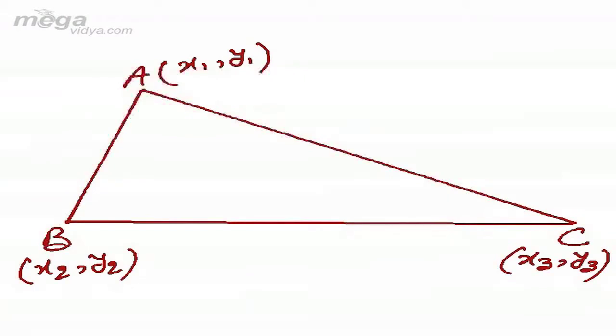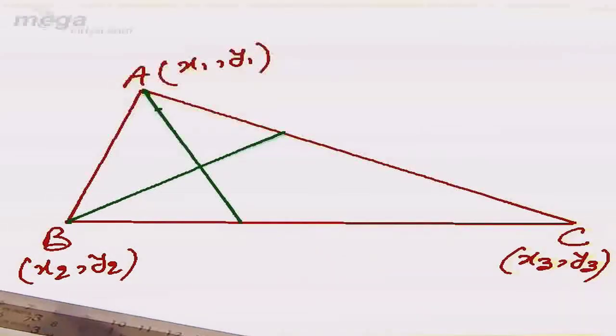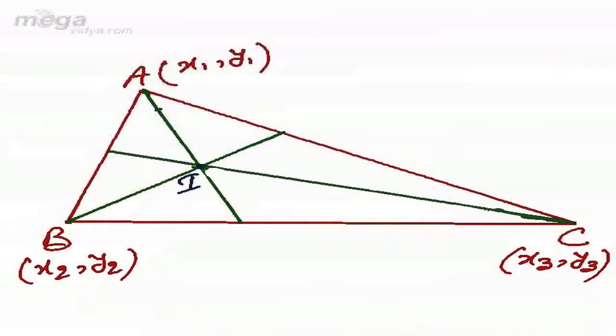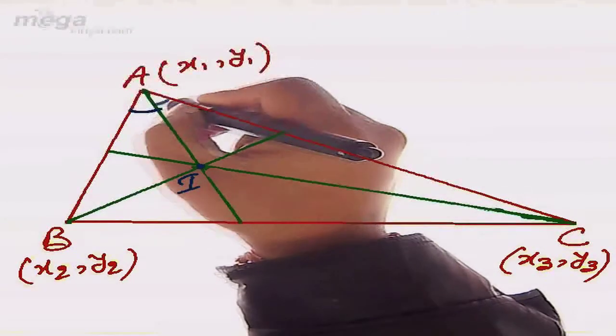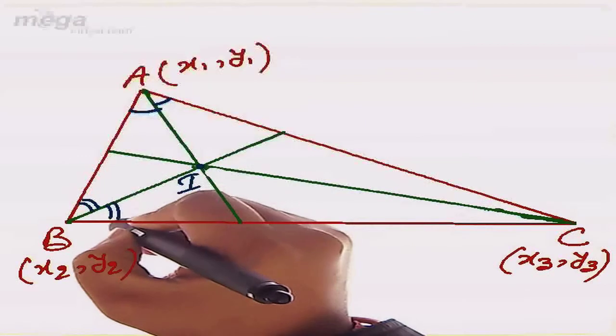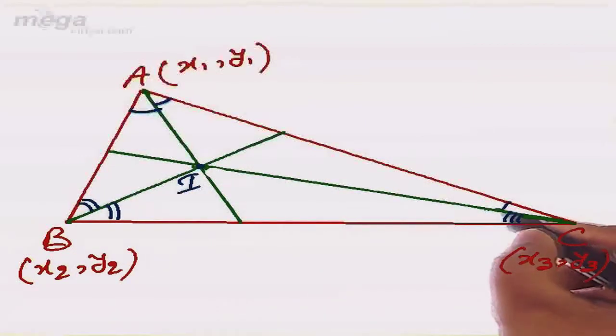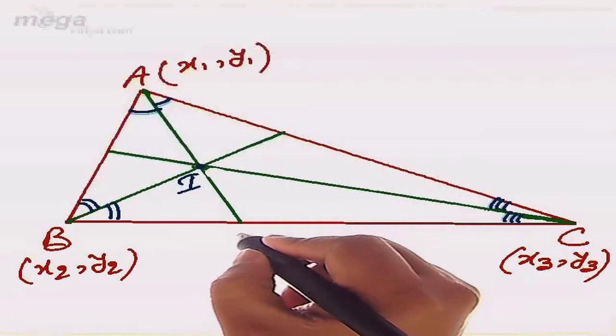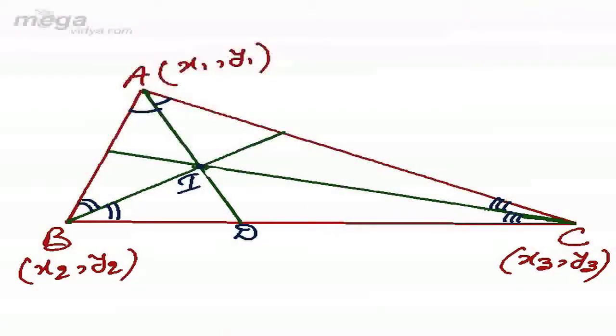Here also I am drawing the figure. This is the triangle ABC whose vertices are (x1, y1), (x2, y2) and (x3, y3). Now we will draw the angle bisector of each angle. This is the first bisector, this is the second angle bisector, and this point is I, which is the incenter, and which bisects the angles. So this angle is equal to this angle, and this angle is equal to this one. Take AD as the bisector of angle A.